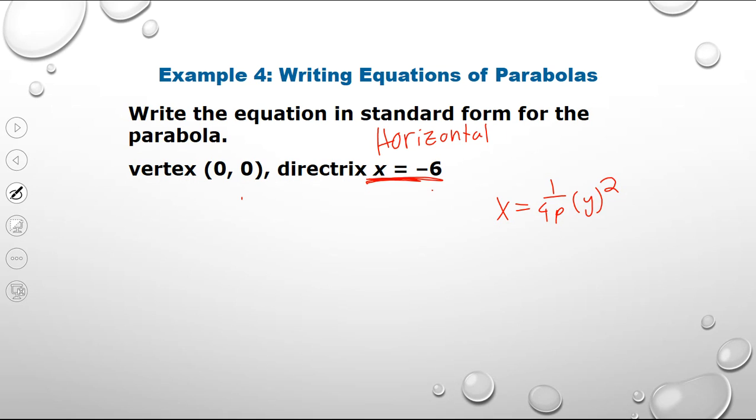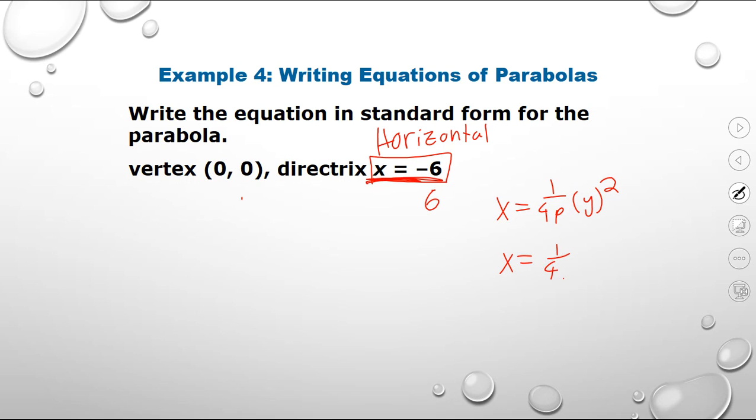But do we plug in 6 or do we plug in negative 6? That's always kind of the catch here. Well, remember, if it gives us the directrix, we have to change this sign. We've got to do the opposite of what we see. So we're going to plug in a positive 6 for p. And so our equation will be x equals 1 over 4 times 6, y squared, which will be x equals 1 over 24, y squared.